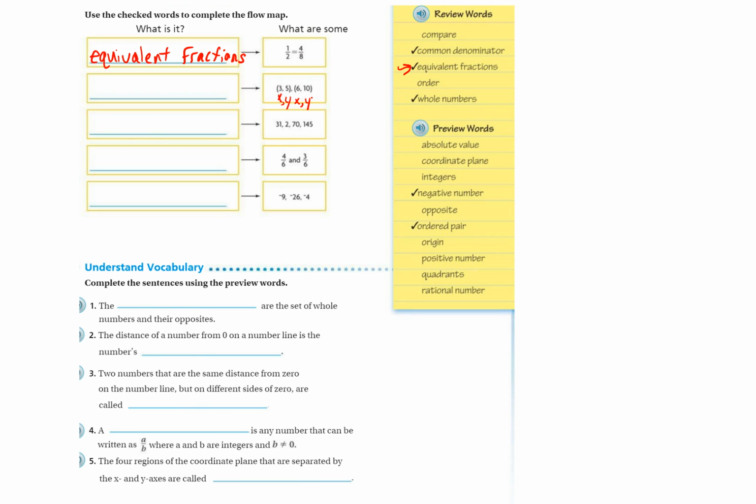And when you have two numbers that are naming a location on a grid, those are going to be an ordered pair. So this is an ordered pair.